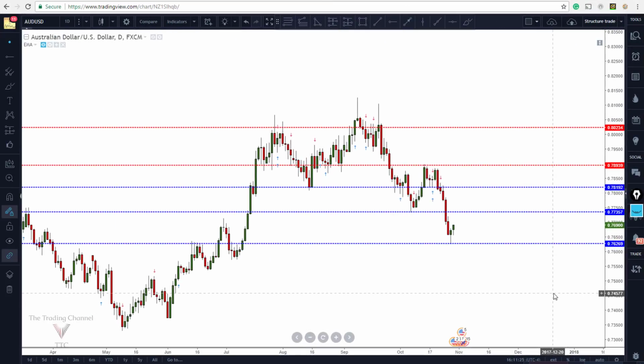Our next pair today is going to be the Aussie dollar, and here we are on that daily chart. Last week's analysis on this pair played out quite nicely, so I'm going to play you guys a short clip of last week's analysis and what we expected out of this Aussie dollar pair, and then I'll be right back to share this week's predictions on this pair.